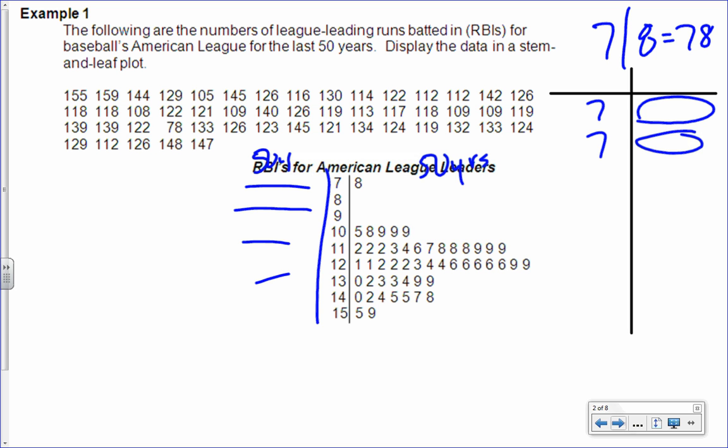What if all you had was 70s, 80s, and 90s? Would doing 7, 8, 9 be very helpful? Not really. So you would split the 70s into two of them. You'd split the 80s into two of them. Split the 90s into two of them. Is that a good idea for the data we have here?